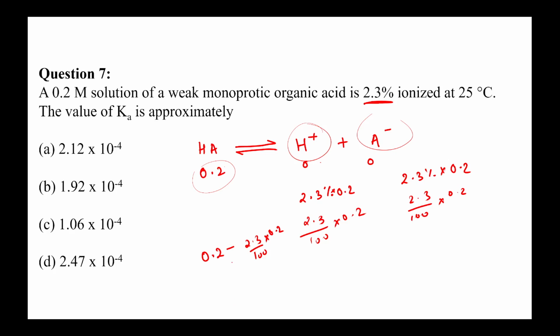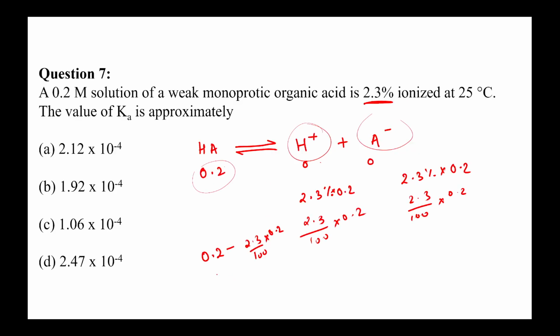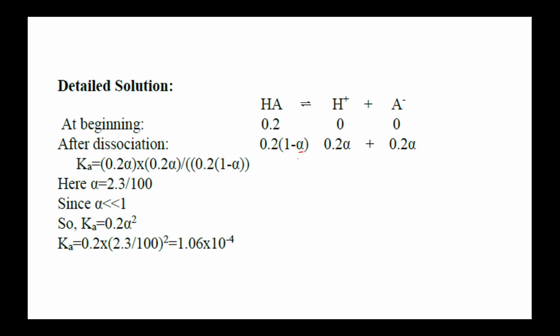In the explanation I've taken alpha as the dissociation rate. So here if you take 0.2 in common, it will be 1 minus 2.3 by 100, or 2.3%. So that is the alpha. After dissociation it will be 0.2 multiplied by 1 minus alpha, and the concentration of H plus and A minus will be 0.2 alpha, 0.2 alpha.